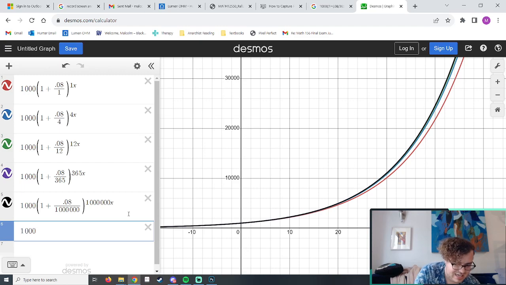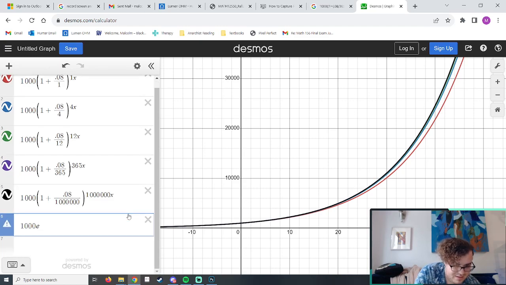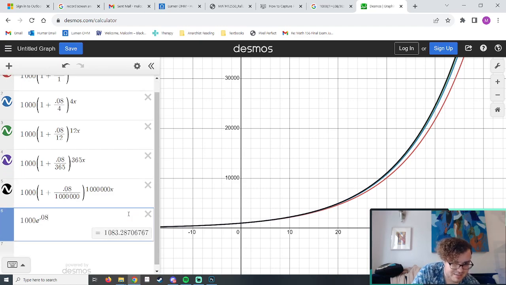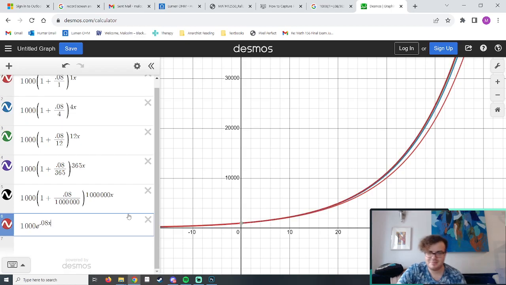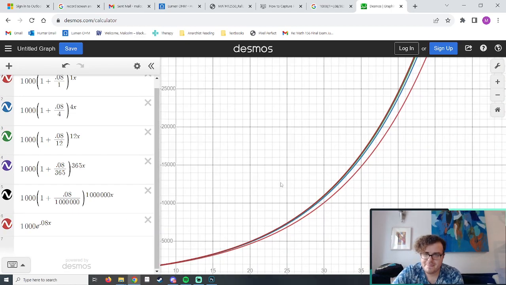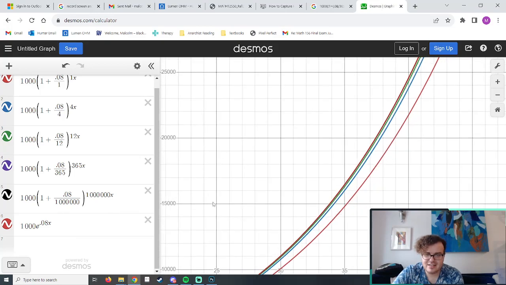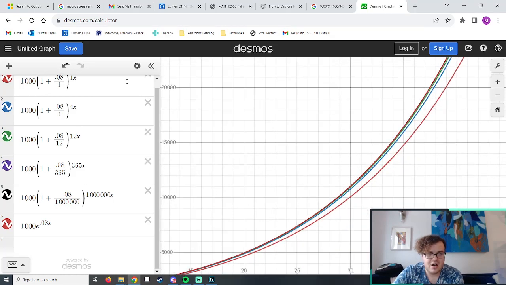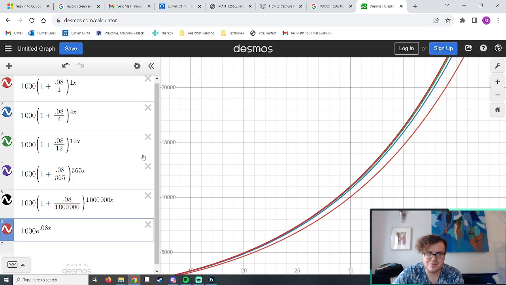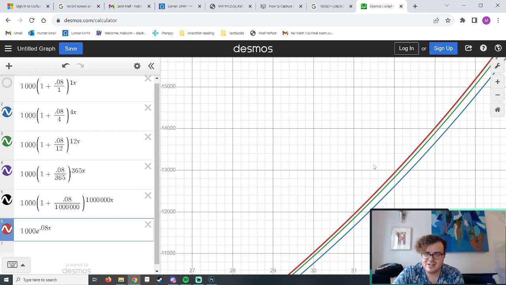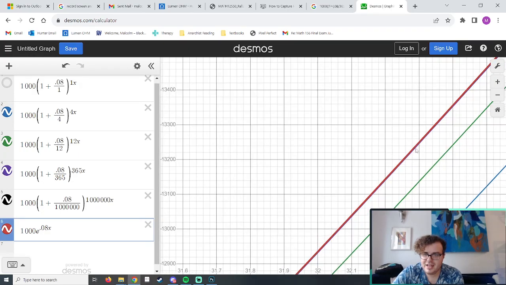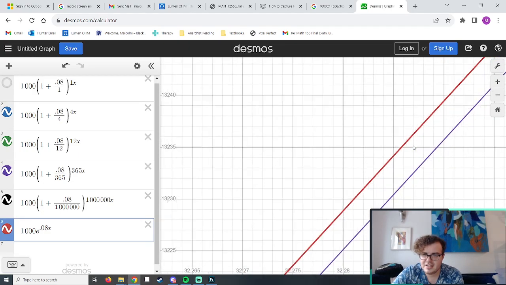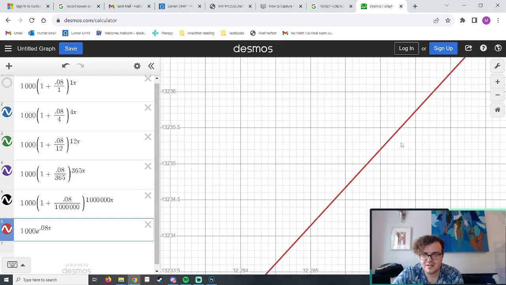1,000 times e, which we'll talk about in a moment, to the power of 0.08 times x. In this case, x being time, right? Wait, give me a second. Did I do something wrong here? Oh no, the lower one is red and this upper one is red too. I'm just going to hide this lower one. So notice this red curve is even slightly above, if we zoom in really far, that black curve.